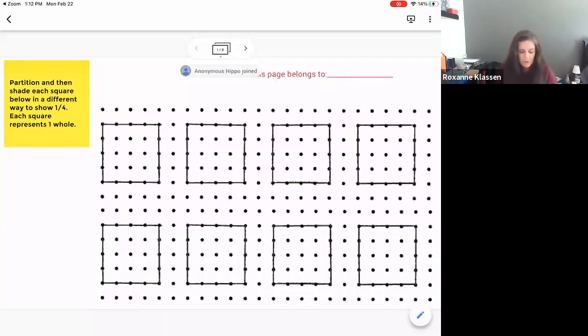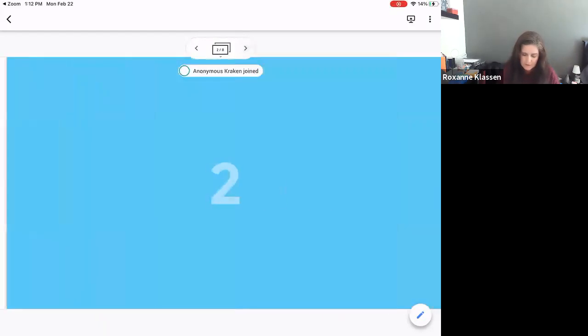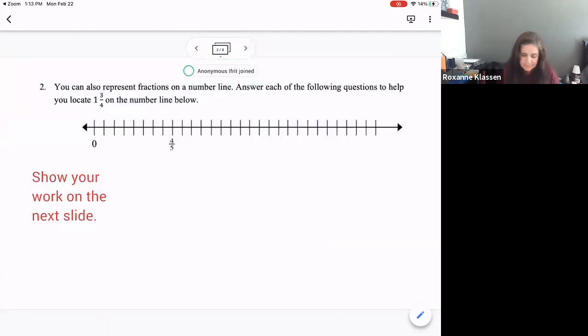Okay, this is what the Jamboard looks like. Here's the first page. You're each going to make a copy, like a pair of you make a copy. So you're going to show 1/4 in each of these different squares. I don't think that'll be hard. Be creative. The next page says, okay, here's 4/5.